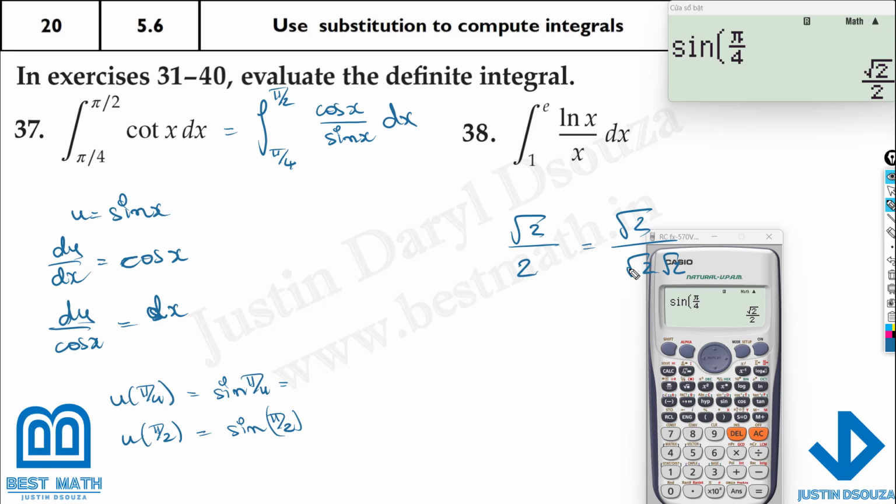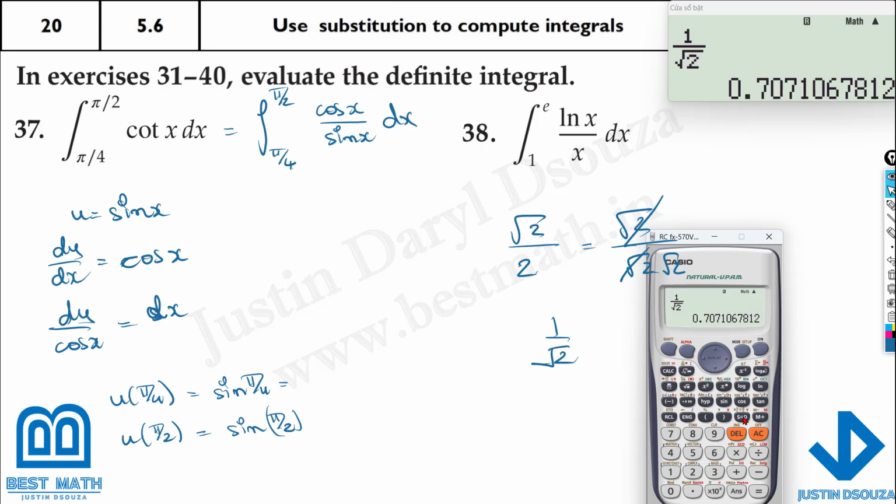What do I mean by this? 2 can be written as root 2 times root 2. When you multiply, the square root cancels off. So it's the same thing. So I can cancel these both, and 1 by square root 2 is the same as root 2 by 2. I will prove it by just pressing SD. It's 0.707, right? And 1 by root 2 is also the same thing. See, it's the same thing. So we can just write 1 by root 2.